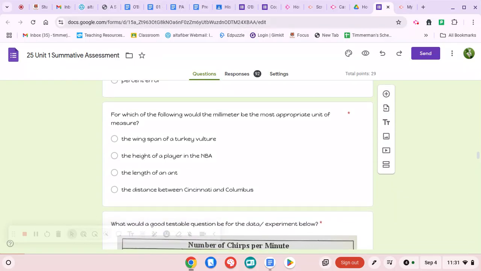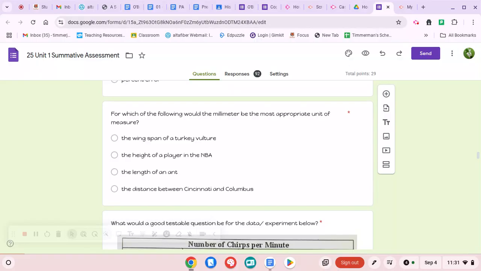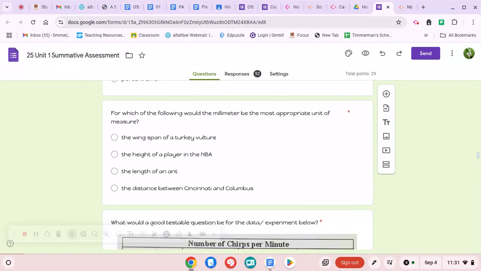For which of the following would the millimeter be the most appropriate unit of measure? Would you use a millimeter to measure the wingspan of a turkey vulture, the height of a player in the NBA, the length of an ant, or the distance between Cincinnati and Columbus?